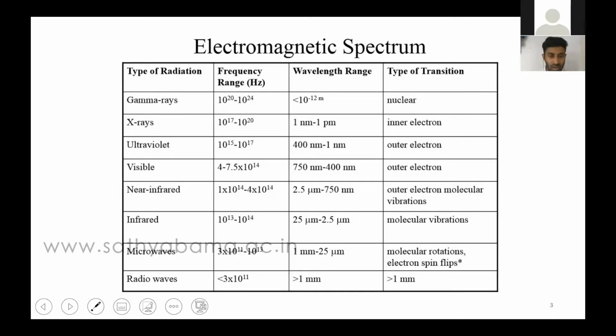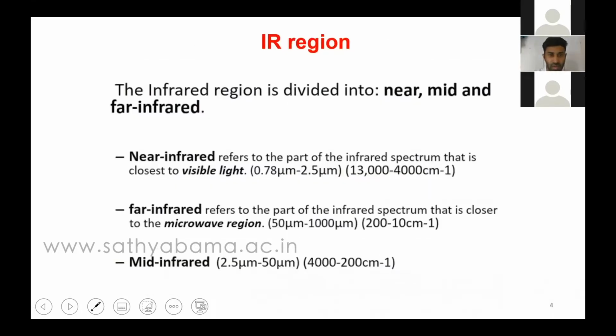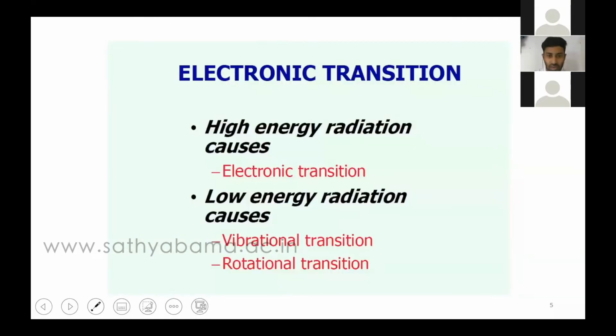Near infrared and infrared waves are neither high intensity nor low intensity radiation. So they will just make the molecule vibrate, and we measure that vibrational frequency. That is called vibrational spectroscopy. Like I mentioned, it is divided into near infrared, far infrared, and mid infrared. You have to remember, high energy radiation causes electronic transition, and low energy radiation causes vibrational and rotational transition, which is useful for us because we are going to use IR as the wave in this particular equipment.